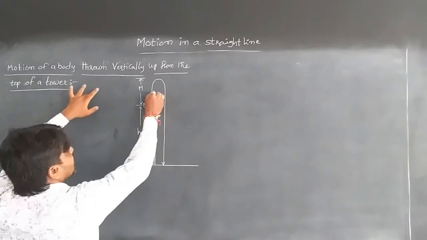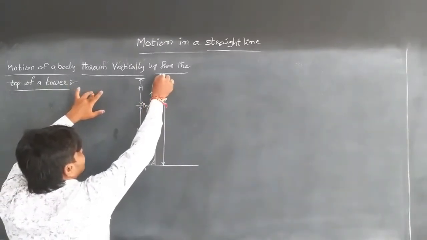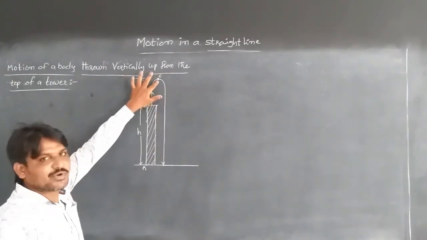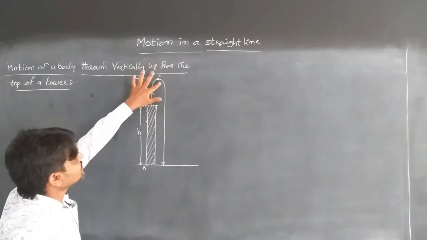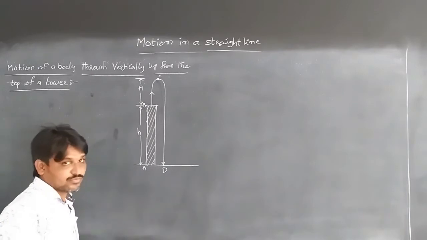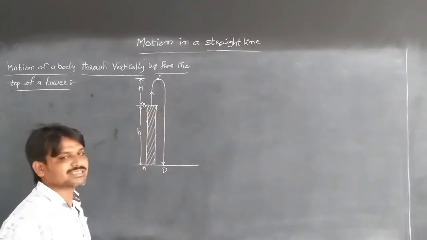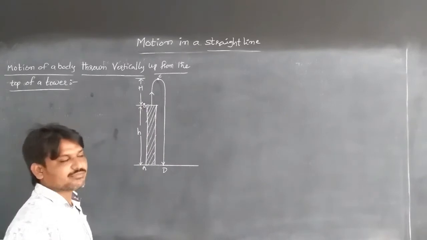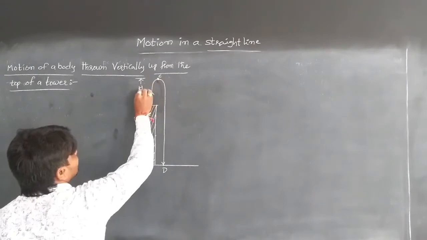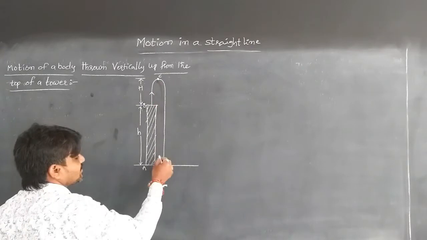From this tower, a body is projected vertically upwards to reach its maximum height C. After reaching the point C, the body starts falling downward and reaches the foot of the tower. AB, small h, is the height of the tower. The body is projected vertically upwards, reaches C, and after that falls downwards.